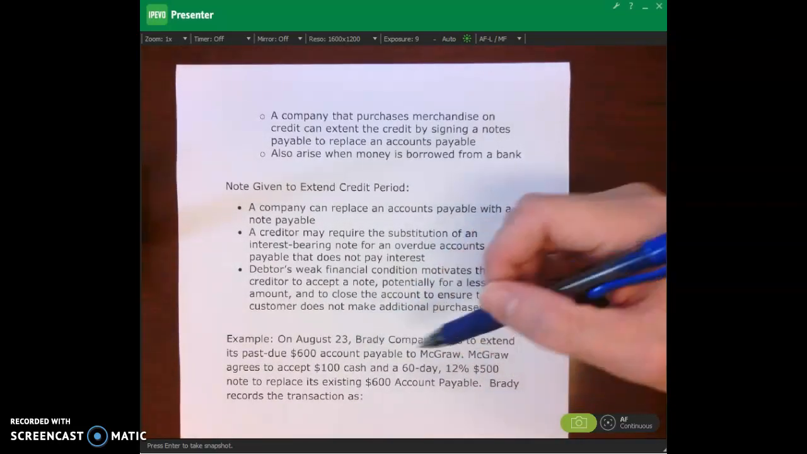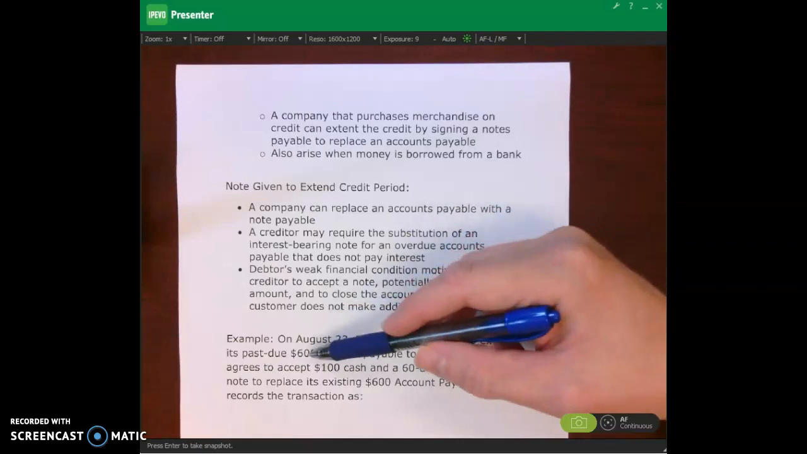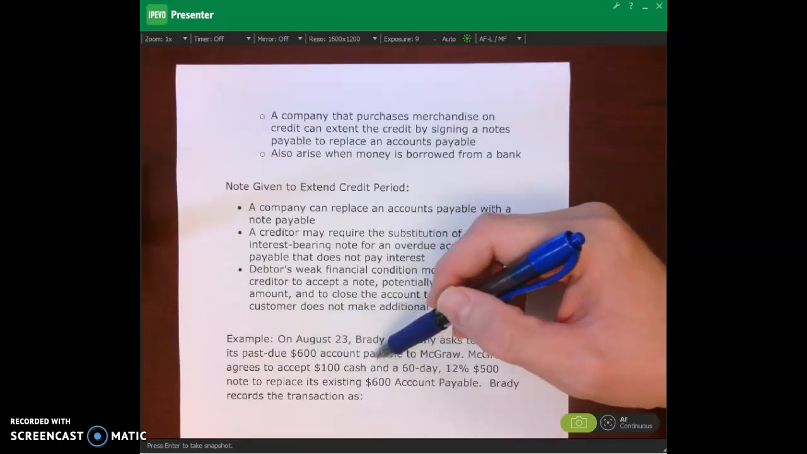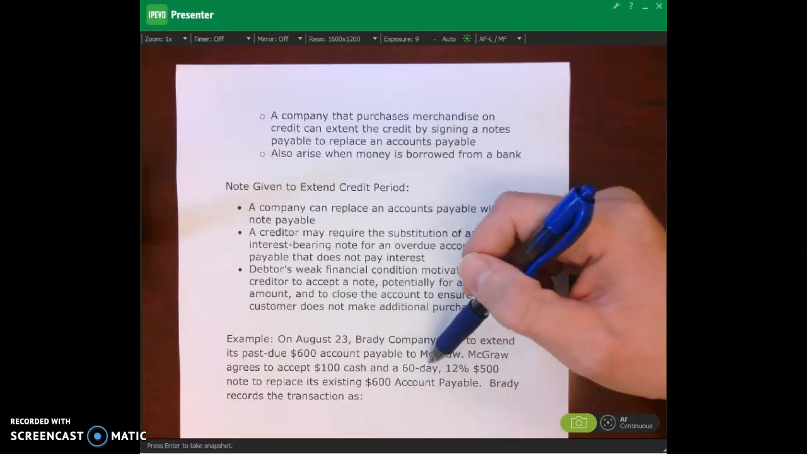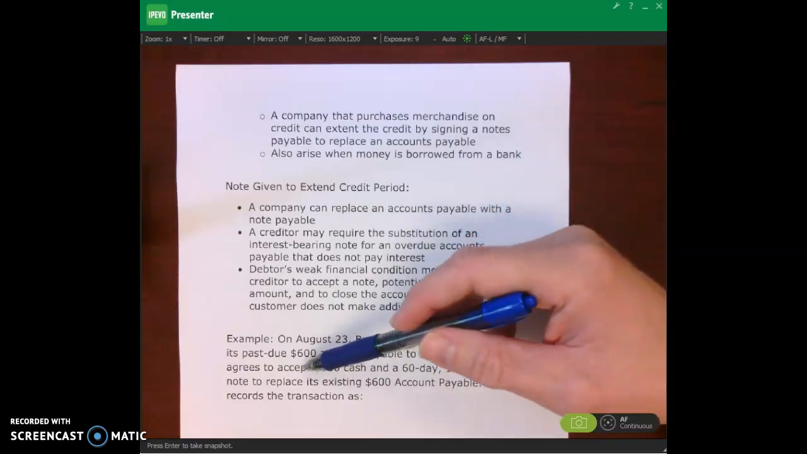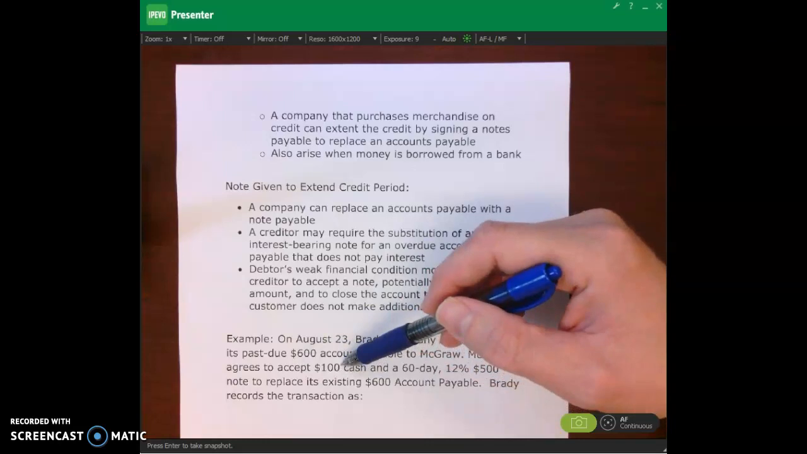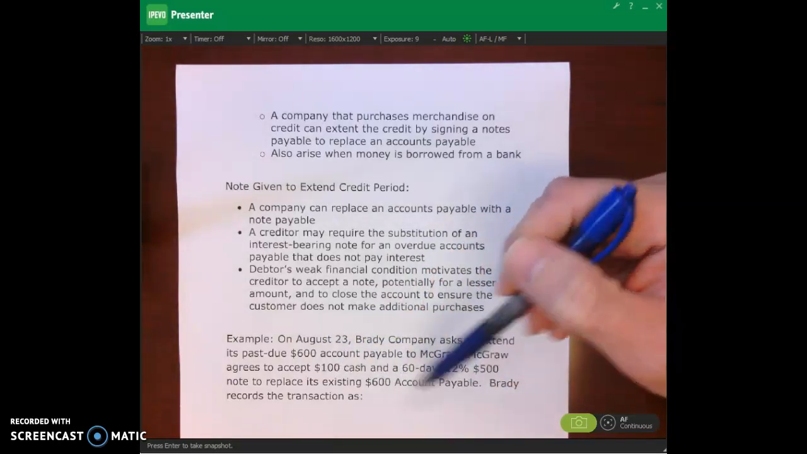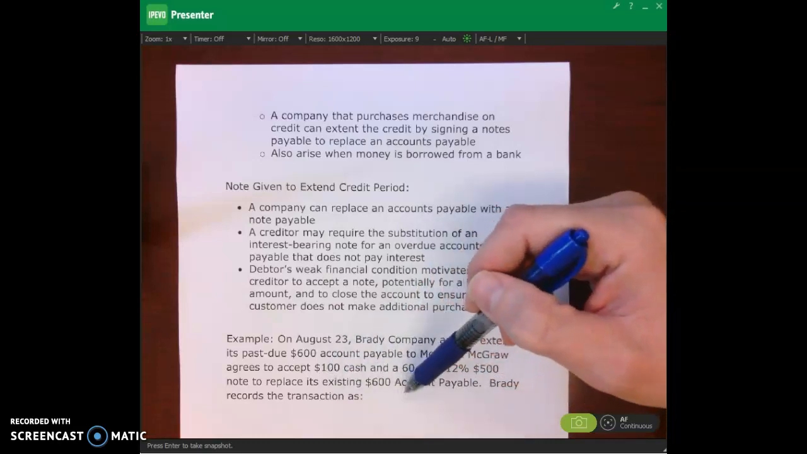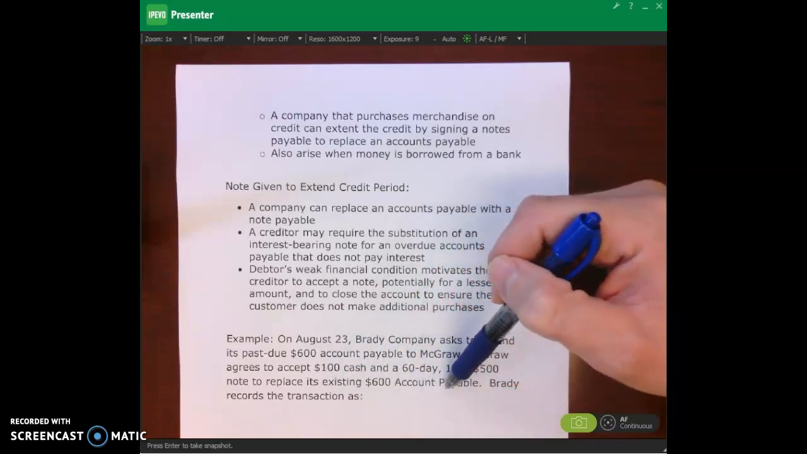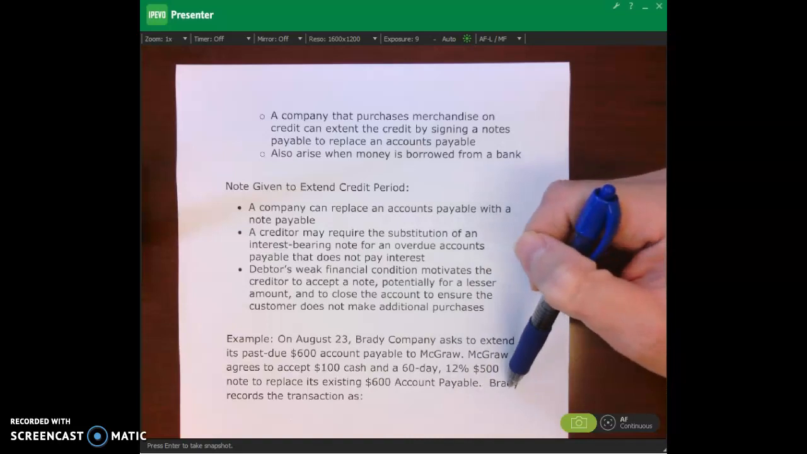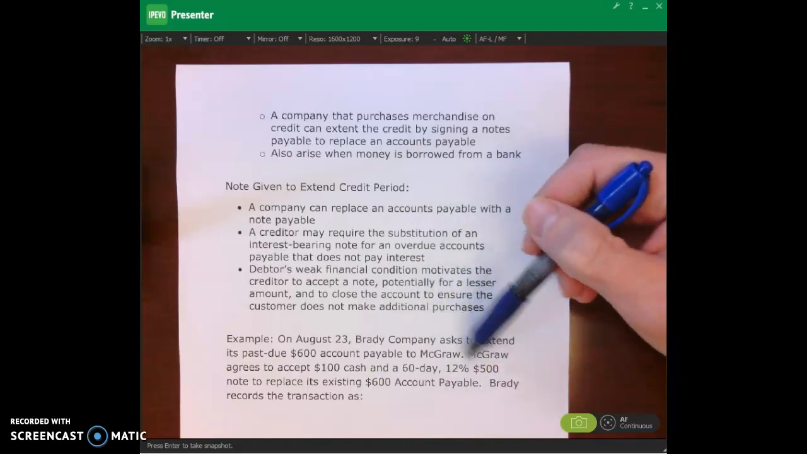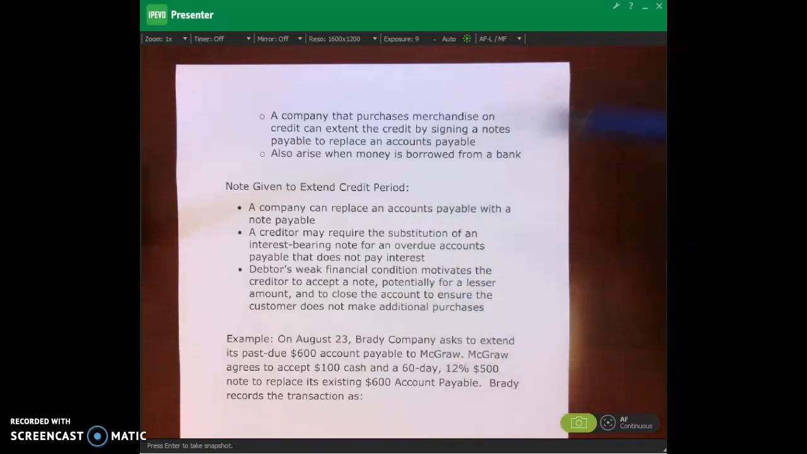On August 23rd, Brady Company asked to extend its past due $600 accounts payable to McGraw. McGraw agrees to accept $100 cash and then a 60-day, 12%, $500 note to replace its existing $600 accounts payable. So we're Brady, and we're the ones that are asking McGraw to extend our payable to them, and then they're receivable from us.